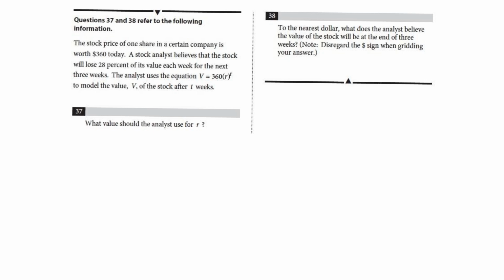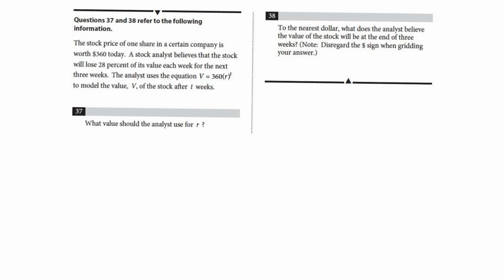Okay, last couple problems here. We've got the stock price of one share in a certain company is worth $360 today. A stock analyst believes that the stock will lose 28% of its value each week for the next 3 weeks. The analyst uses the equation V equals 360 times R to the T to model the value V of the stock after T weeks. What value should the analyst use for R?